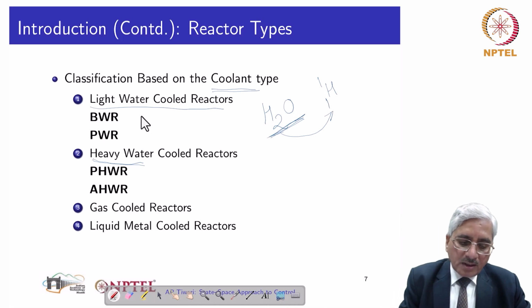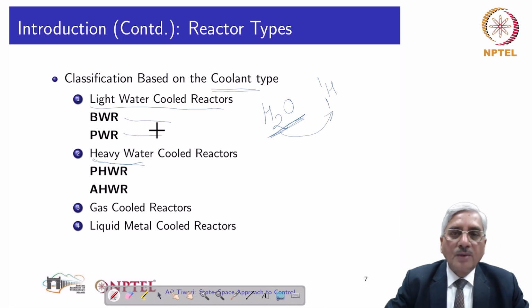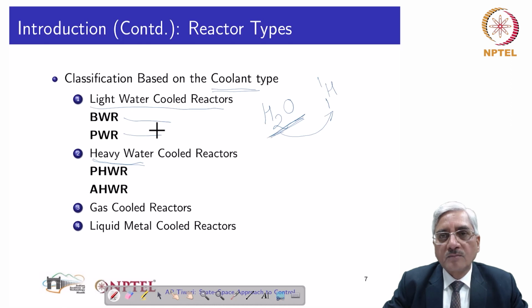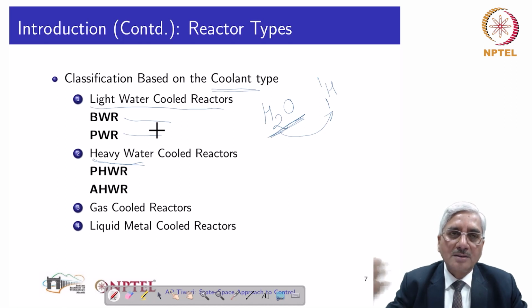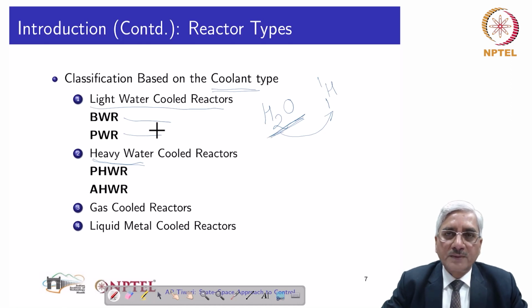And light water reactors are further of two types. One is the boiling water reactor. The water boils inside the reactor core, and that steam-water mixture enters, after separation, the turbine. Steam enters and the water is recycled back. So in the boiling water reactor, steam is formed inside the reactor.